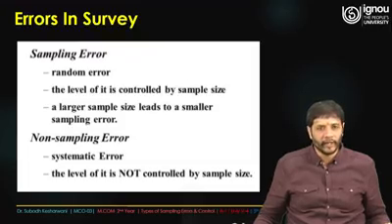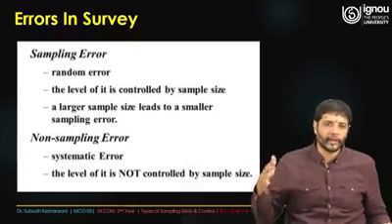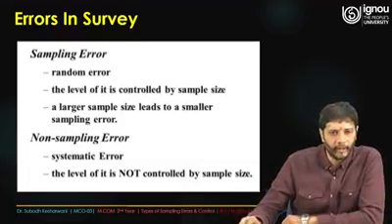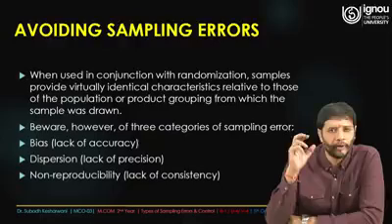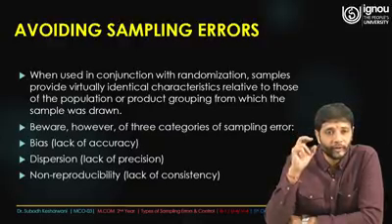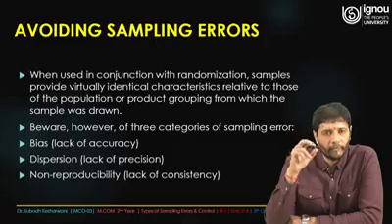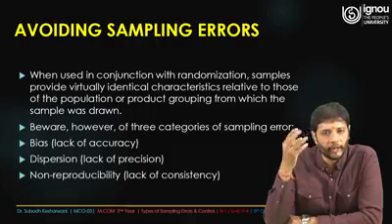If errors come up in the middle of the research, we have to enhance the sample size or divert ourselves as far as the collection of the sample is concerned. So regarding sampling error, which is random error, its level is controlled by sample size; a larger sample size leads to a smaller sampling error. Then there is non-sampling error, which is systematic error. How are we going to avoid sampling errors? We have to be less biased, and there is lack of precision and non-reproducibility.